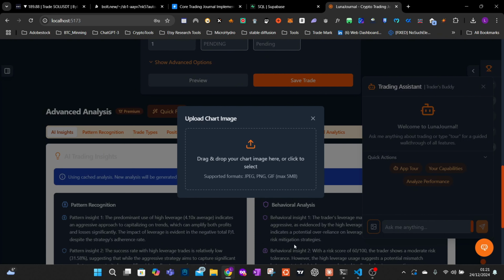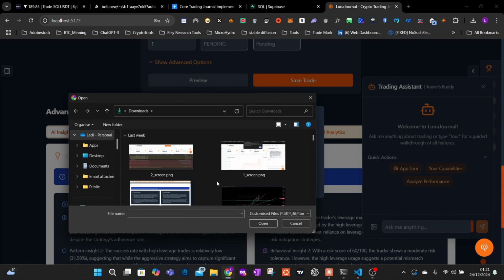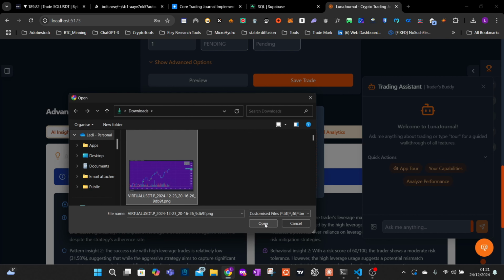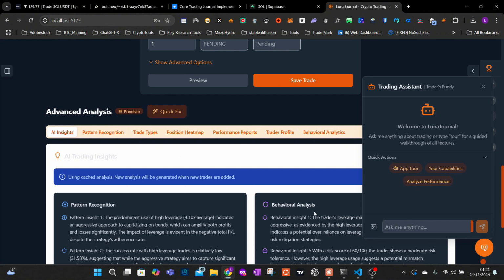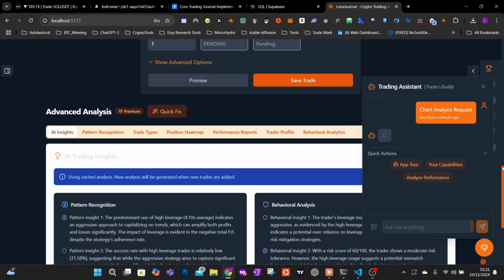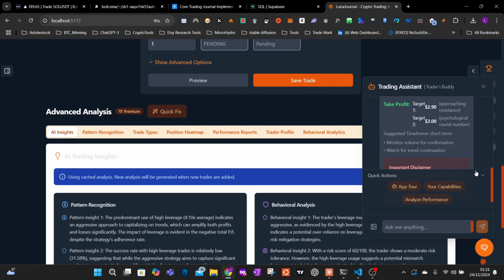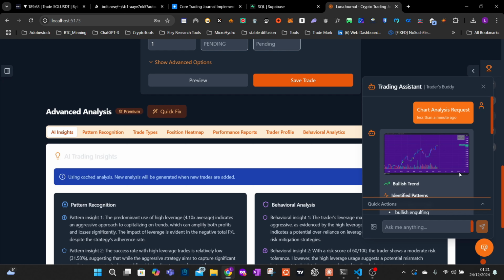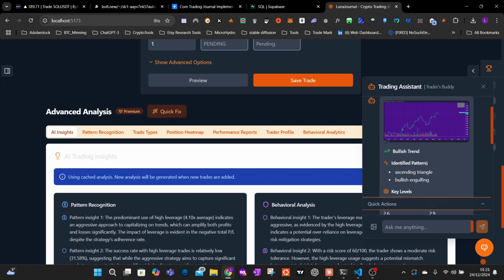So yeah, you just click on this. You can drag your image in or upload from here. I just upload this one from here. It immediately says a chart analysis request has been made by the user, and voila, we get some information on the chart.